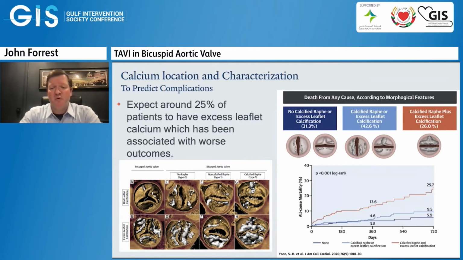Those patients weren't put forward in this study because the institutions knew this data. And so it's important to note that when we're looking at bicuspid data, that this includes a proportion of patients that were felt to have suitable anatomy. And I think we can more and more now understand what suitable anatomy is. And this excess calcification along the raphe is absolutely not suitable anatomy.